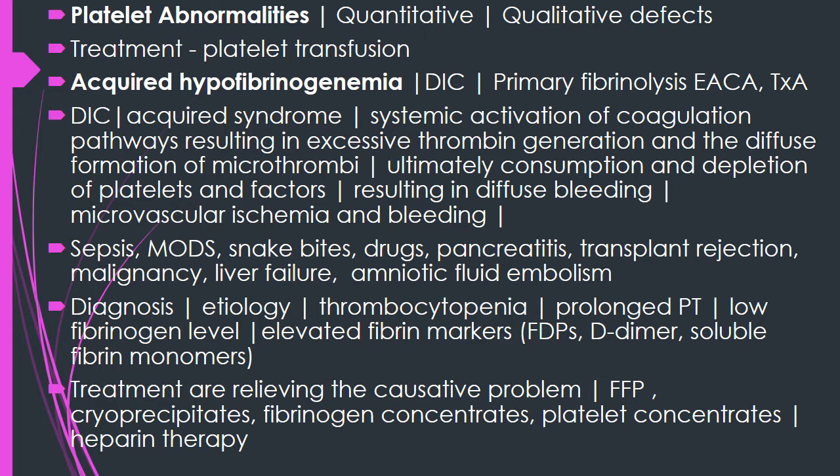Quantitative defects occur when there is a lack of production because of troubles with the bone marrow, myeloproliferative diseases, deficiencies of folate and vitamin B12, chemotherapy or radiotherapy, decreased survival of platelets because of DIC, ITP, TTP, or increased sequestration of platelets because of splenomegaly, portal hypertension, lymphoma.